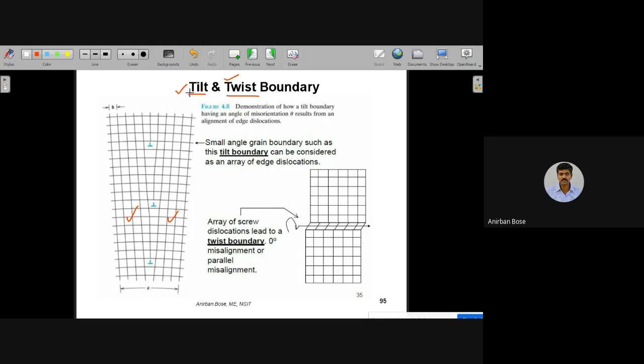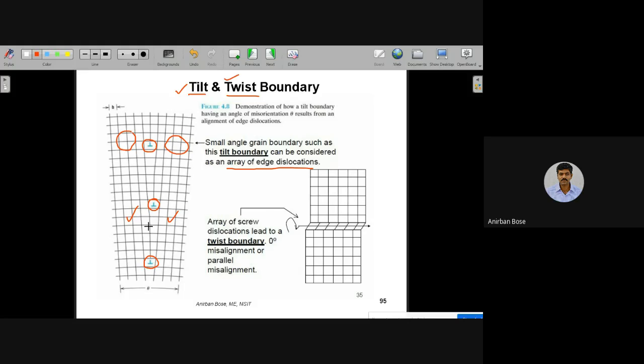Tilt basically happens when an array of edge dislocations come one after another. As you can see, this is one edge dislocation, this is another edge dislocation, this is another edge dislocation. When they are coming one after another in this fashion, ultimately you will observe a very small tilt in one portion of the material with respect to another portion of the crystal. So a small orientation difference you will observe.